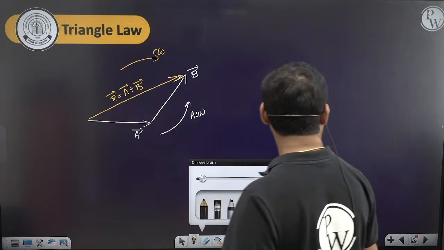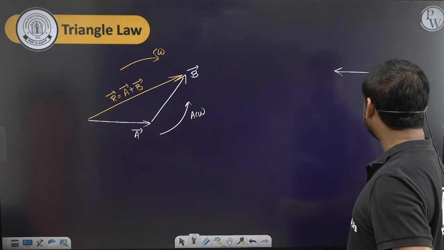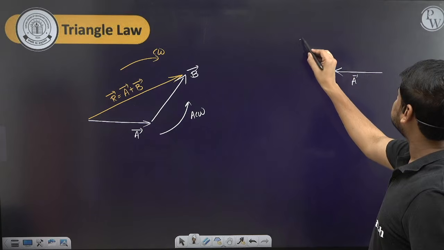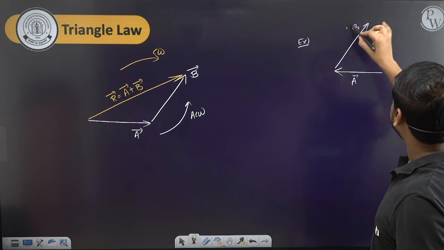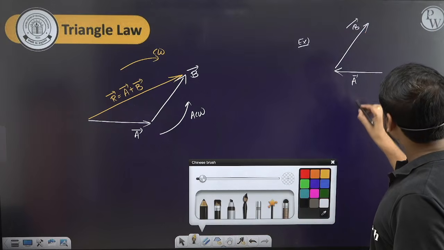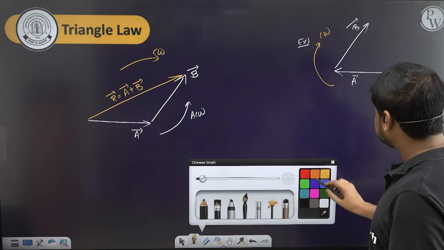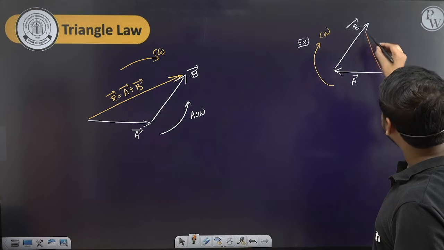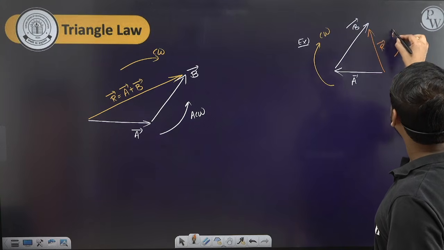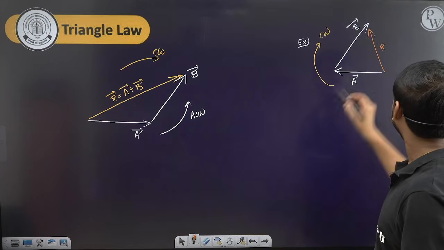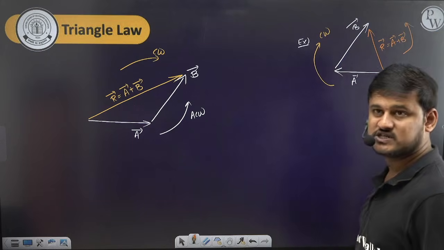Or else let me take one more. Suppose I take one vector like this, this is vector A, and then consider this is vector B. What is the resultant here? See here, vector A and vector B both are in the clockwise direction. Then the resultant should be anti-clockwise, connecting the first vector's tail to the second vector's head. This is the resultant, which is in the anti-clockwise direction, where R is equal to A plus B. So this resultant is in anti-clockwise direction, right?